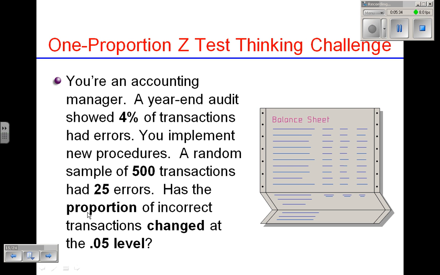All right, so here's another example. It says you're an accounting manager. A year-end audit showed 4% of transactions had errors. You implement some new procedures. A random sample of 500 transactions had 25 errors. Has the proportion of incorrect transactions changed? And we're testing at the 5% level.